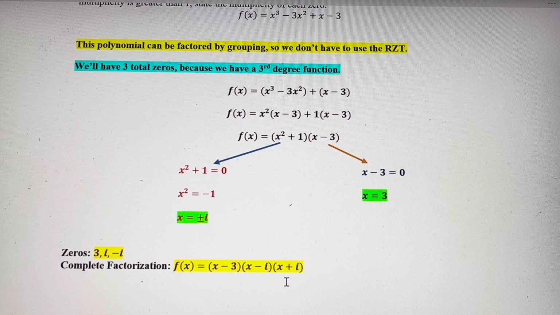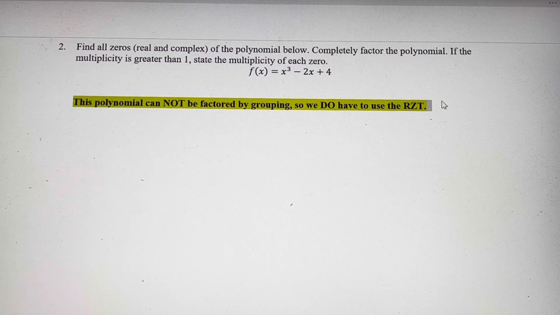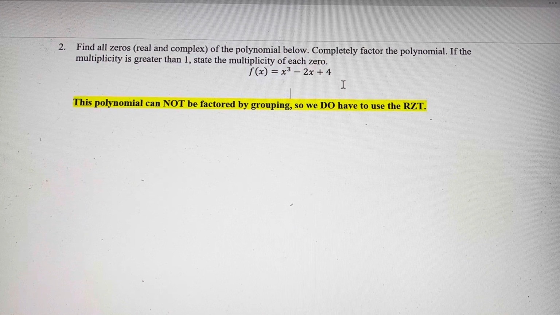Let's take a chance on example 2, then come back and check your work. All right, so for number 2 here, we've got a trinomial, a third degree trinomial. We're going to find all the zeros, both real and complex, and we're going to use those to write a complete factorization of the polynomial, okay? So in looking at this trinomial, I can tell right away there's no way for me to factor this any other way. So I've got to use the RZT here to find my possible zeros and then use synthetic division to find which one is a real zero, okay?